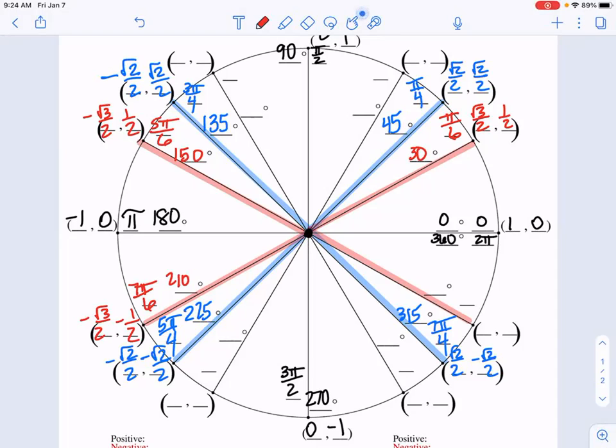Okay, so then 30 degrees away from 360 would be 330. Pi over 6 away from 2 pi would be 11 pi over 6. And then we're going to have to travel right radical 3 over 2, down 1/2.